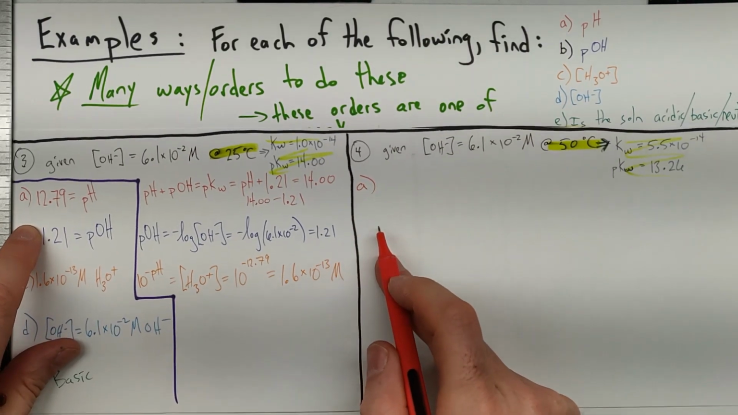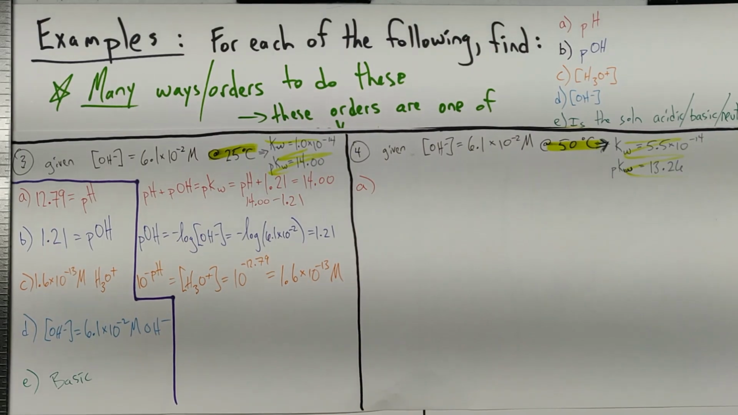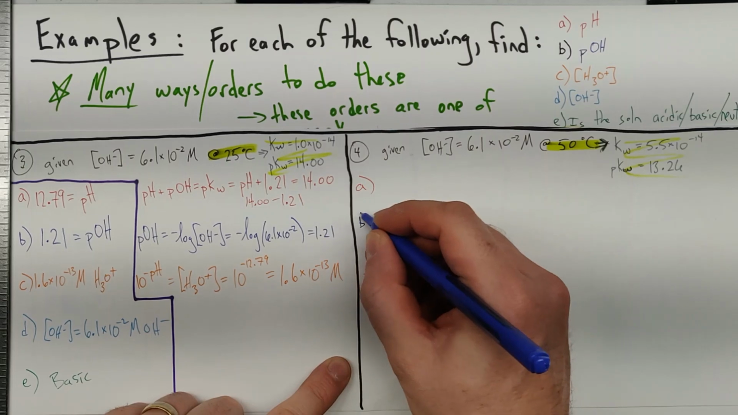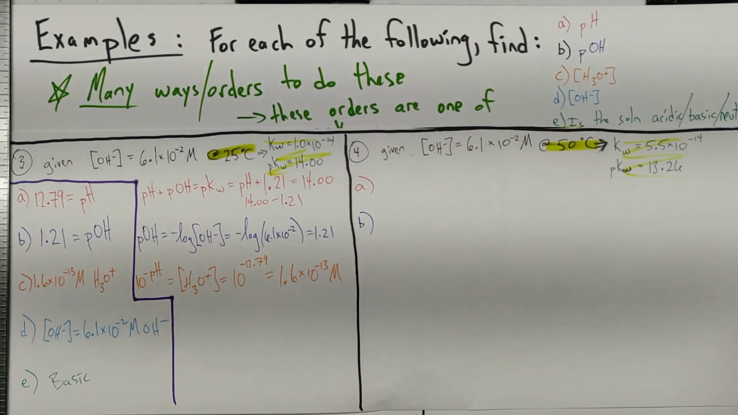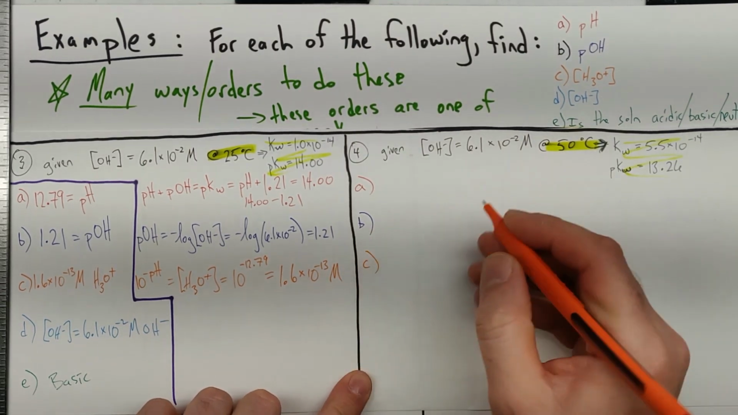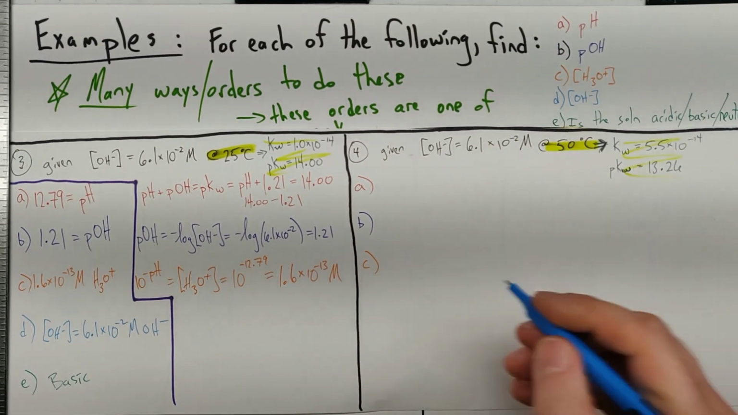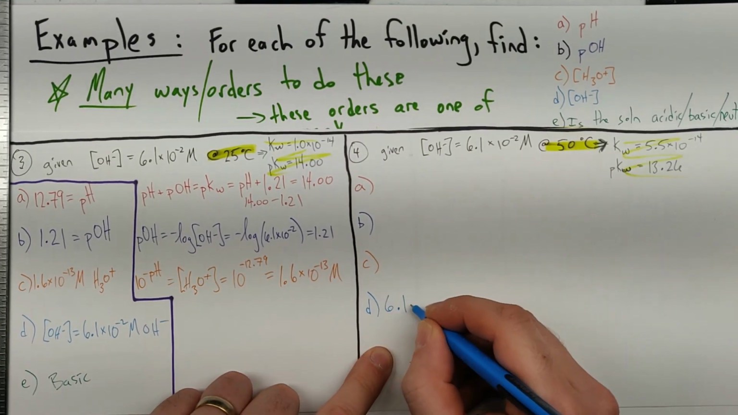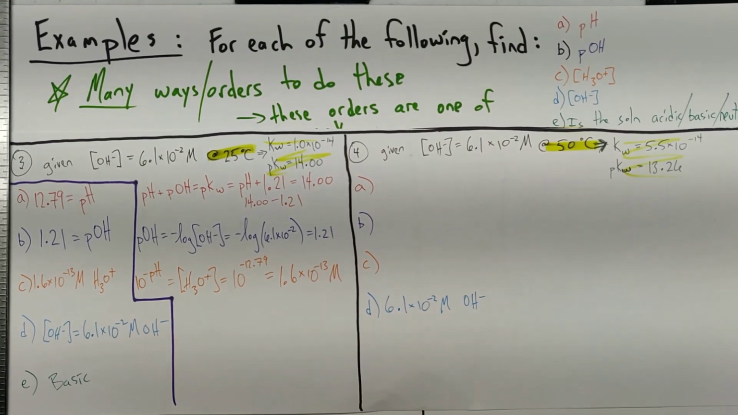Well, I have a concentration of OH minus. That's not a pH. I'm going to put that on pause. Part B asks me for a pOH. I don't know the pOH, so I'm going to put part B on pause. Part C asks for a concentration of H3O plus. I don't have that, so I'm going to put that on pause. Part D asks for a concentration of OH minus. That is the thing that I have, 6.1 times 10 to the minus 2 molar OH minus.